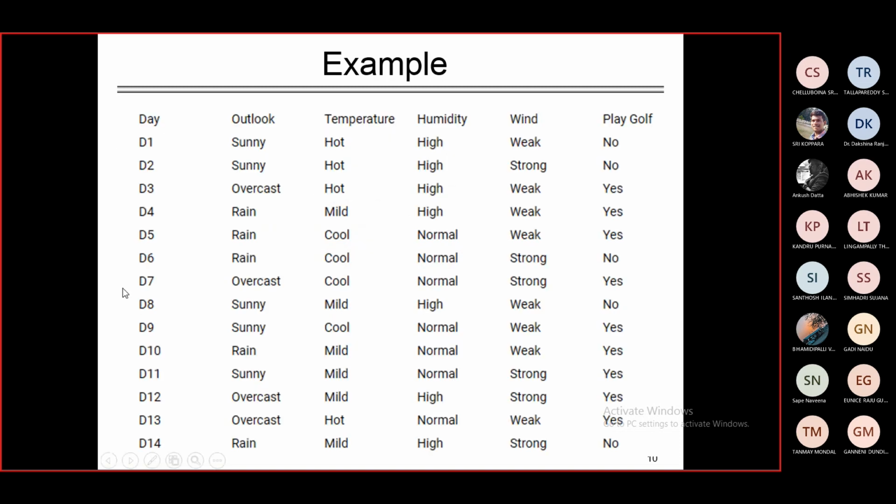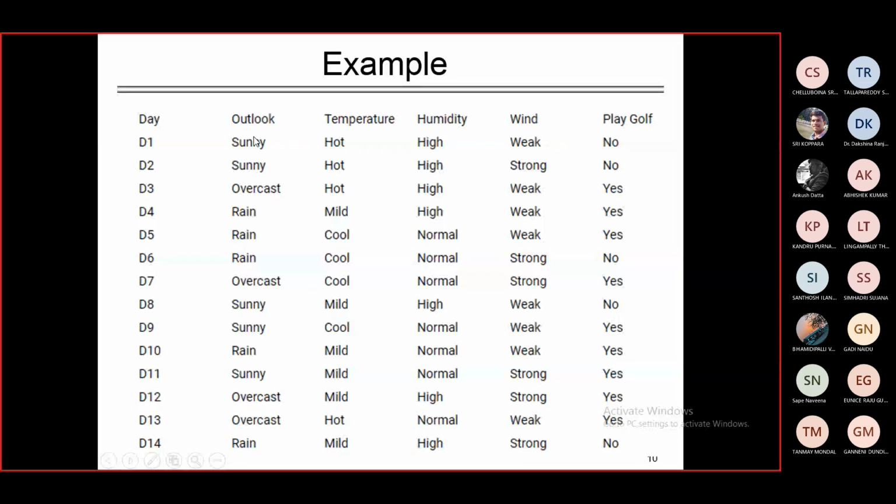Okay. Now let us take an example of a data set. Here you can see that we have 14 instances. That means 14 consecutive days, day 1 to day 14, and these are the corresponding outlook, temperature, humidity, wind for these 14 days.